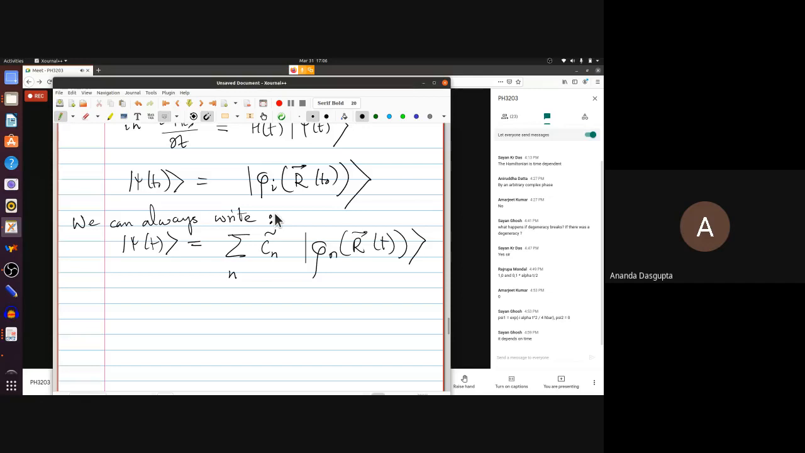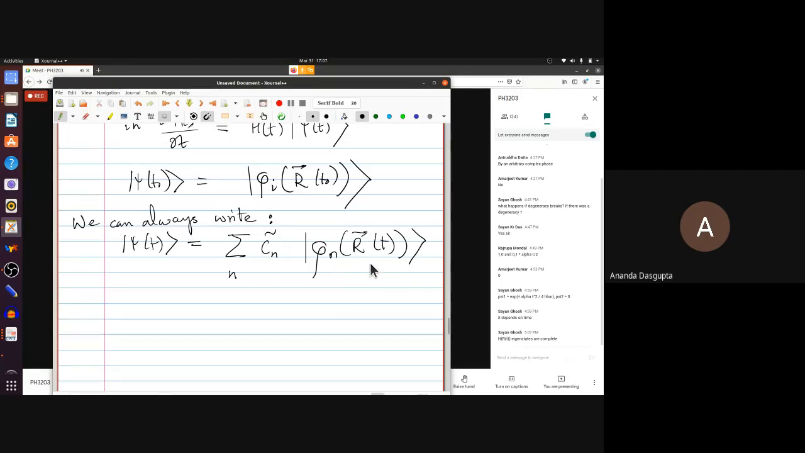And why can we always write this? Why is it that we can always write this? Now, the answer is simply because H is a Hermitian operator, actually a self-adjoint operator, and has a complete spectrum at any given instant of time.